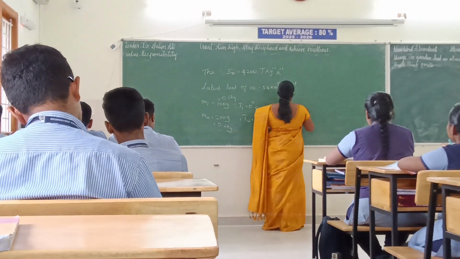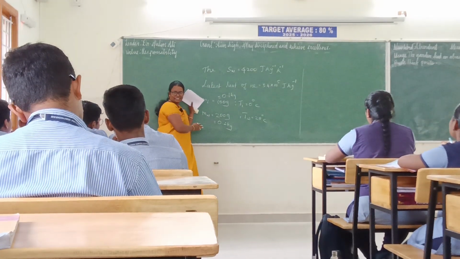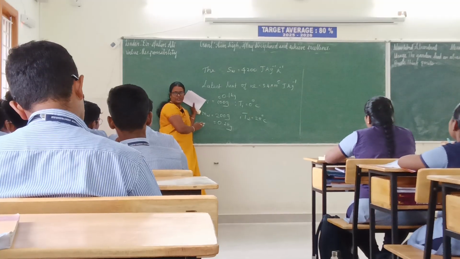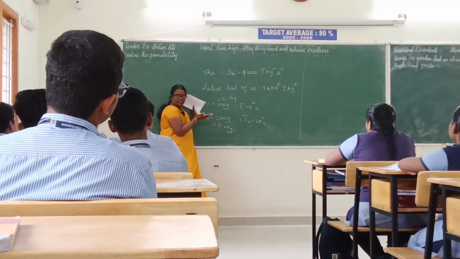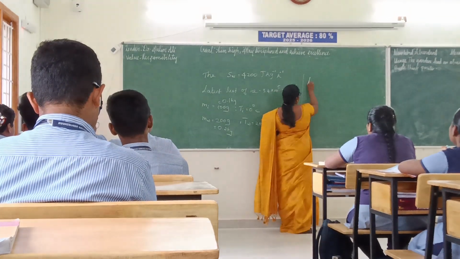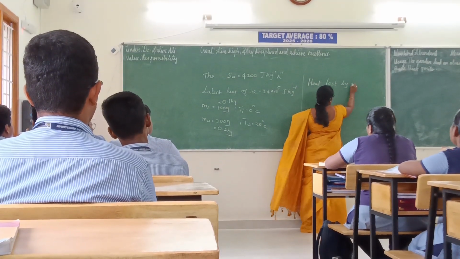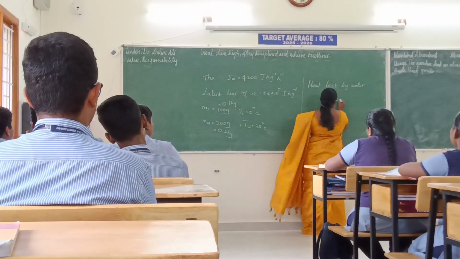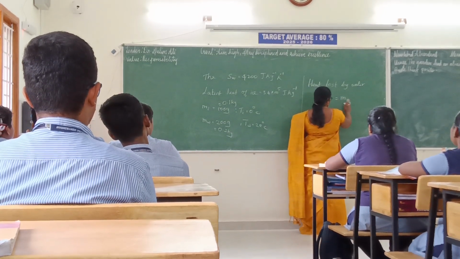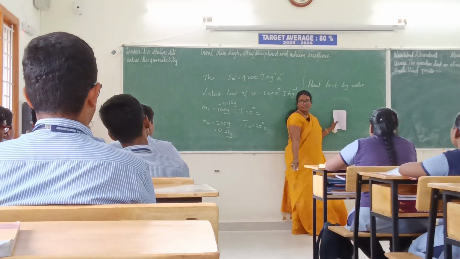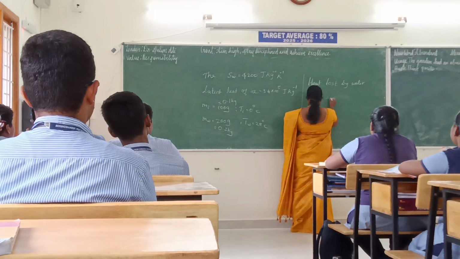So heat. Sorry, I deleted the diagram. What will happen actually? The water loses heat. So the heat lost by water is equal to the heat gained by the ice. First we will calculate this, then equate the two equations.